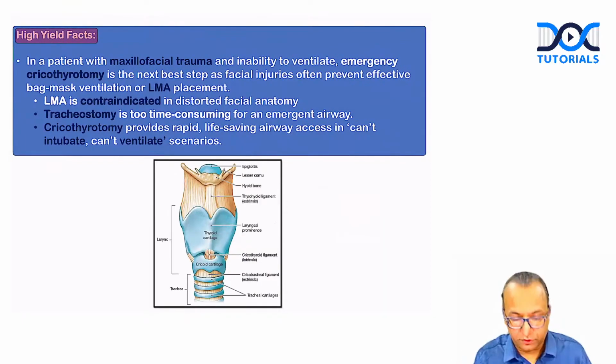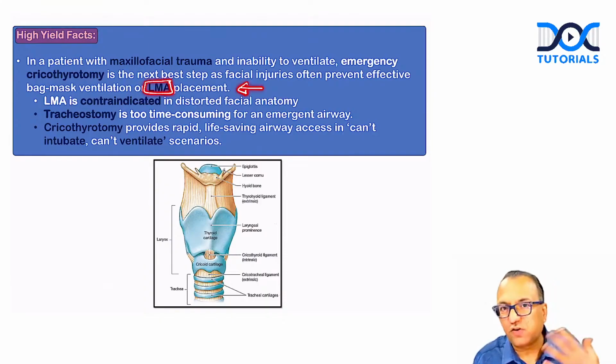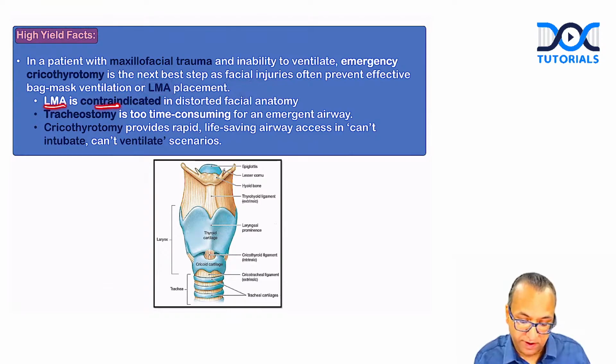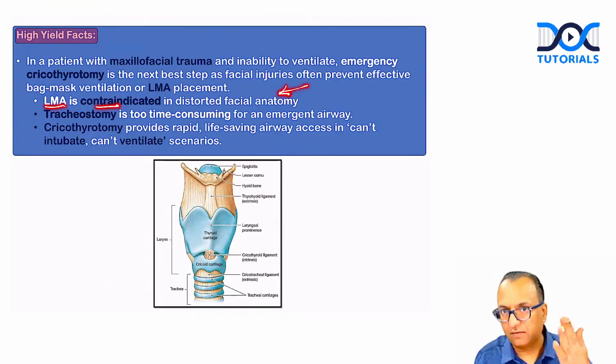Another question. Maxillofacial trauma, inability to ventilate. This can happen sometimes. So cricothyrotomy is the next best step you can do for facial injuries, because your laryngeal mask airway is also not working. Actually, it is not recommended because there is facial injury like maxillofacial trauma. So LMA is contraindicated because there is distorted facial anatomy, and anyway, it is a supraglottic airway. You have to go infraglottic here.